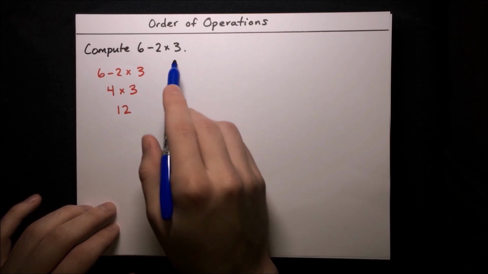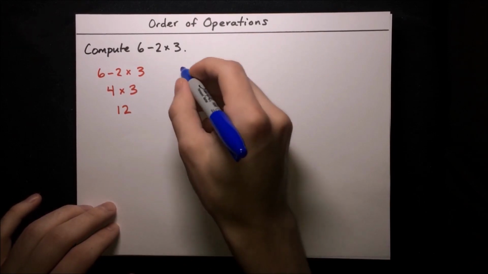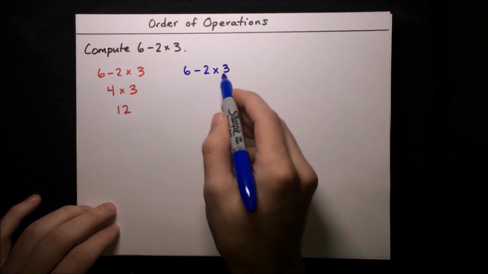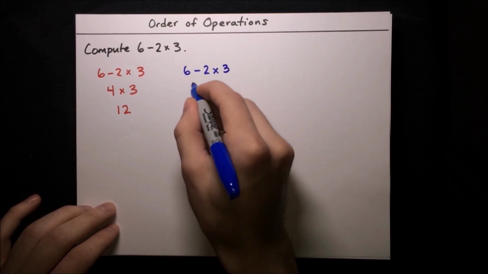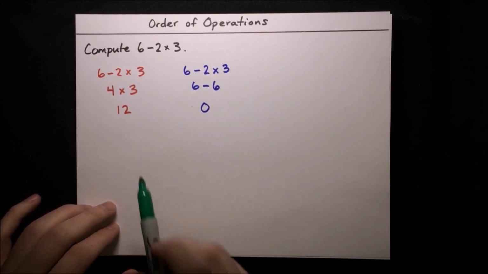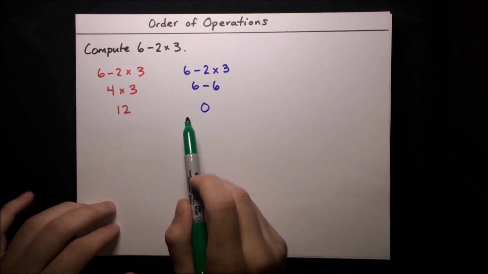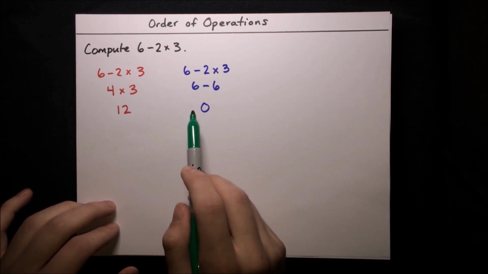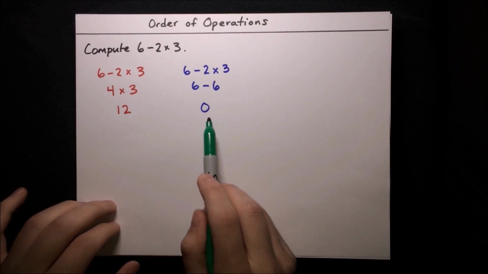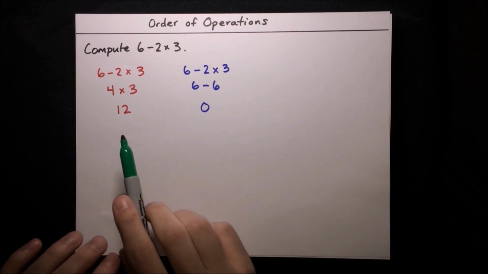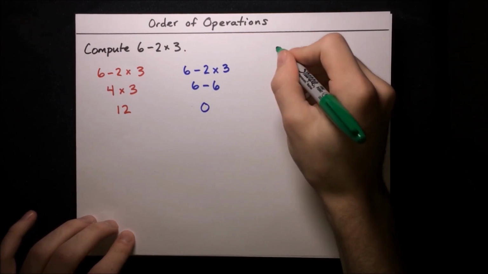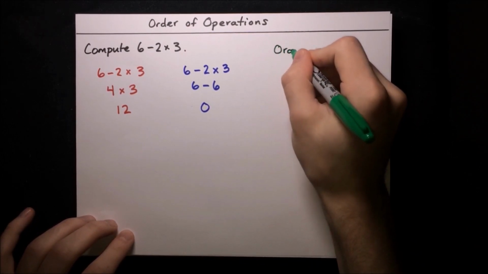Or we could do 2 times 3 first, and then subtract the result from 6. Let's try that. 6 minus 2 times 3. Well, 2 times 3 is 6, and if we do 6 minus 6, then we get 0. So which is it, 12 or 0? When we don't have a strict procedure for the order in which we perform operations, we can get conflicting results. To remedy this problem, there is a convention for a strict order of operations in math, and it's called PEMDAS.